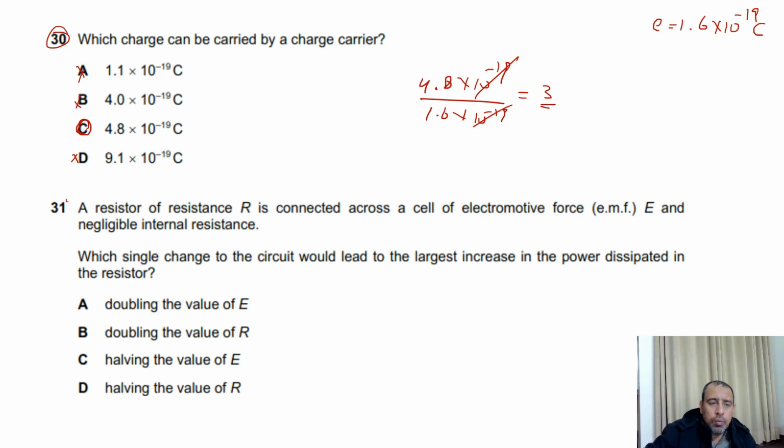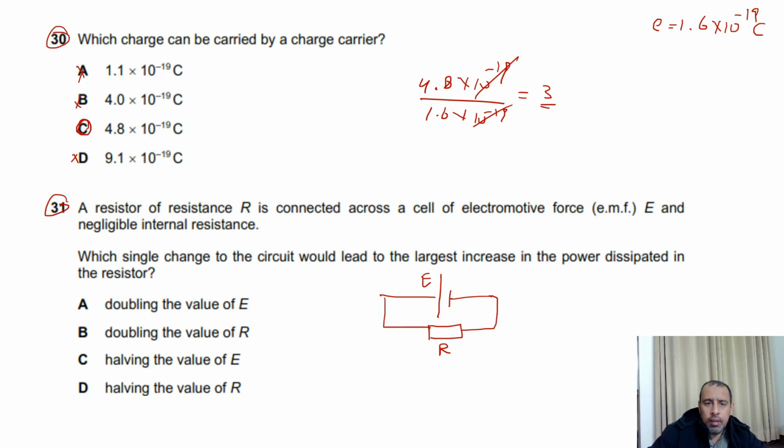Question number 31. There is an EMF of E, and this EMF E is attached with the resistor R this way. Now, which single change to the circuit would lead to the largest increase in the power dissipation? A single variation is required.